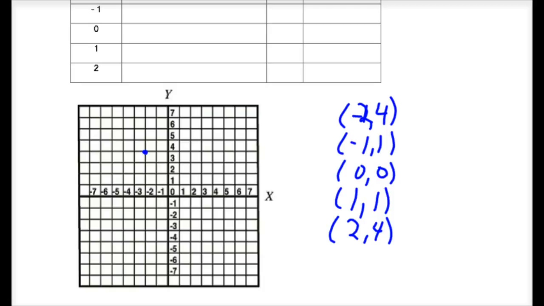Okay. All right. -1, 1. Okay, 0, 0, the origin. 1, 1, and 2, 4. Okay. How many people got their 5 points like that? Do you see a parabola? Okay. I know this takes practice. Do not draw a straight line from one to the next. Curve it. Do your best to curve it. The vertex is at the origin.